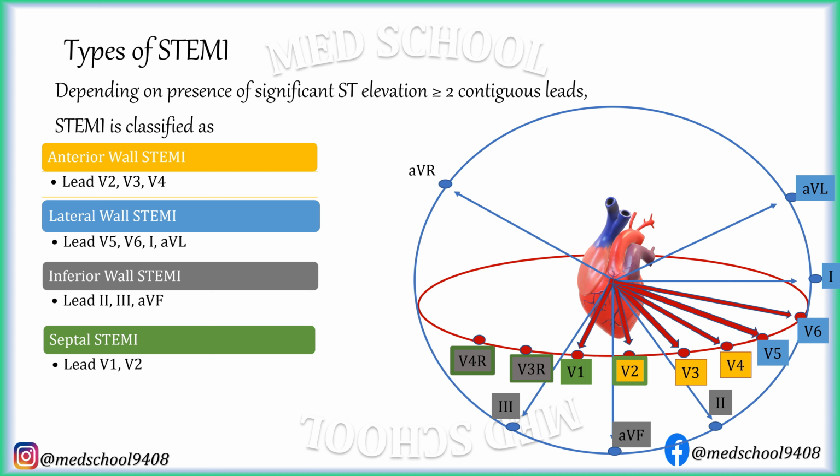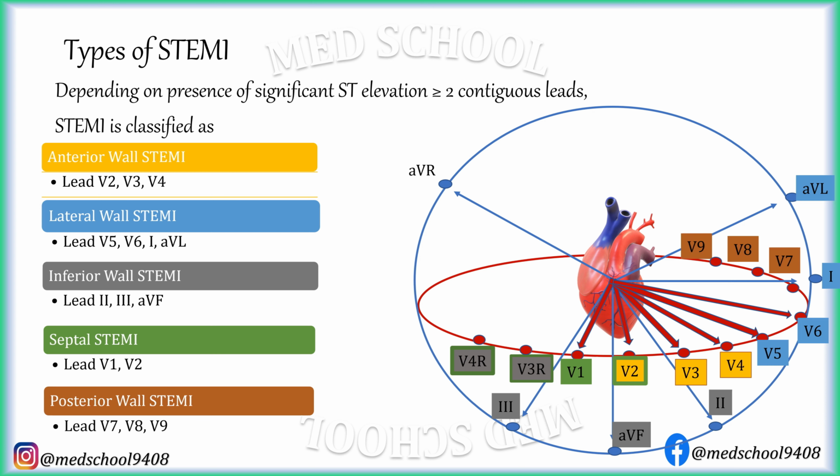Posterior wall STEMI is a special one. As there are no leads overlying the posterior wall, it is very unlikely that any lead will show ST elevation. In such cases, special leads oriented to the posterior wall, which are lead V7, V8 and V9, can show classical ST elevation. But these leads are not routinely used.